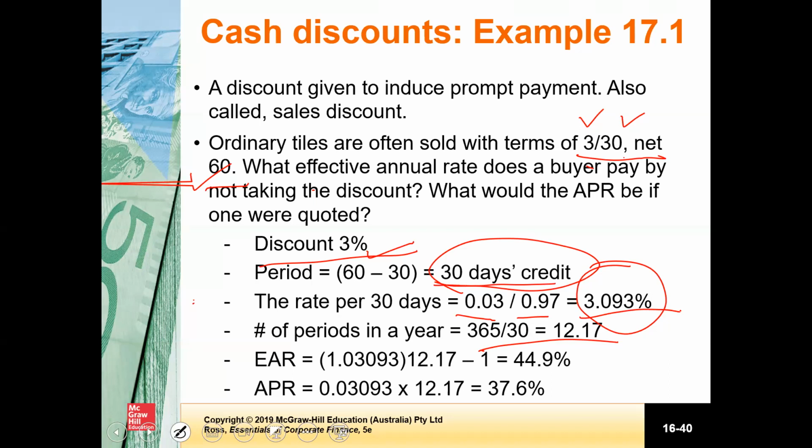Okay, now how many periods? So 365 divided by 30, because each 30 days is the credit period. So the number of periods is 12.7.